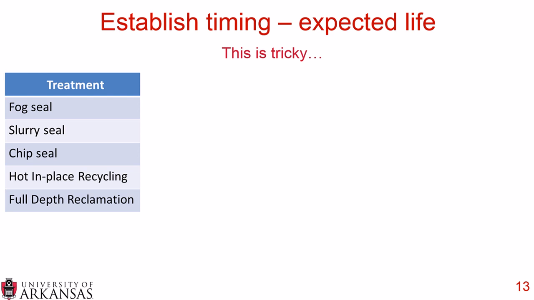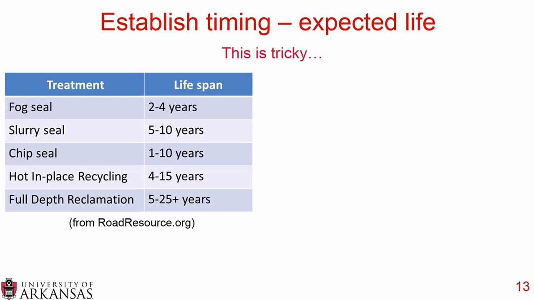And if you go to roadresource.org, you can see it actually has a variable lifespan. A fog seal can last between 2 to 4 years, a slurry seal 5 to 10 years, a chip seal 1 to 10 years, hot in place recycling 4 to 15 years, and full depth reclamation 5 to 25 plus years. So that's a pretty wide range of lifespans.